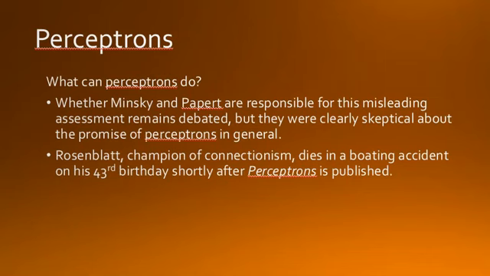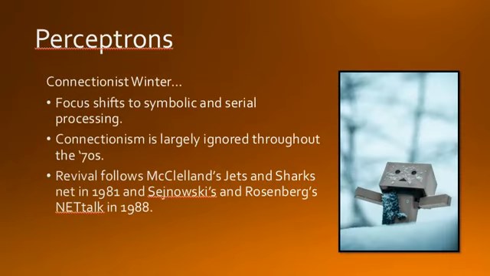Meanwhile, Rosenblatt dies shortly after this book is published, and the consequence seems to have been our first AI winter, or specifically the connectionist winter, or one of the connectionist winters, where the funding dried up, and people shifted away from neural networks in general. And it really isn't revived until McClelland and Sejnowski and Rosenberg in the 80s.